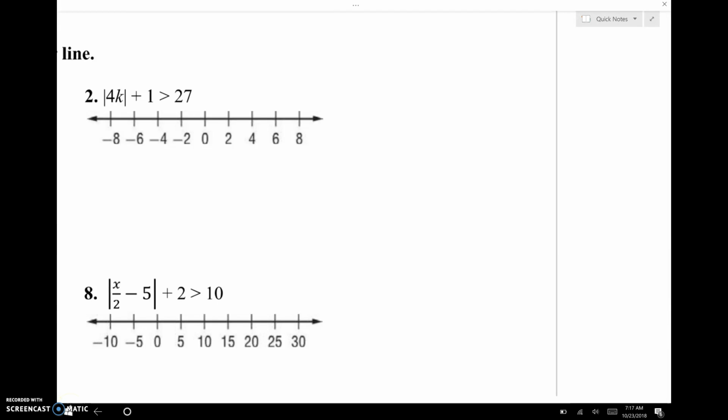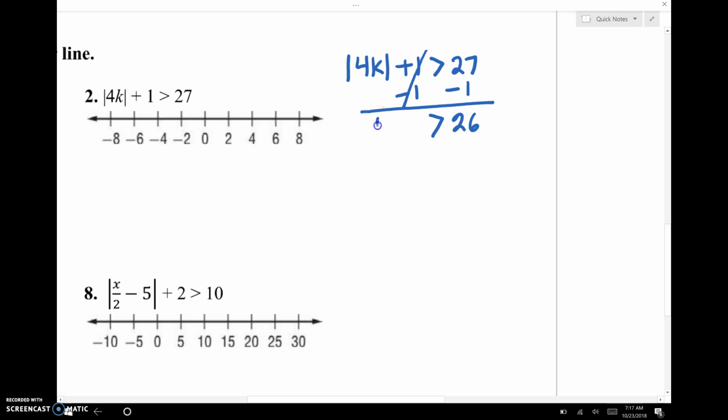We're solving this compound inequality, and you notice we have the absolute value of 4k plus 1 is greater than 27. And since we have a 1, we have to eliminate that 1 by subtracting 1. So we have 1 minus 1, which is 0. We have greater than 26, and we want the absolute value of 4k on the left side.